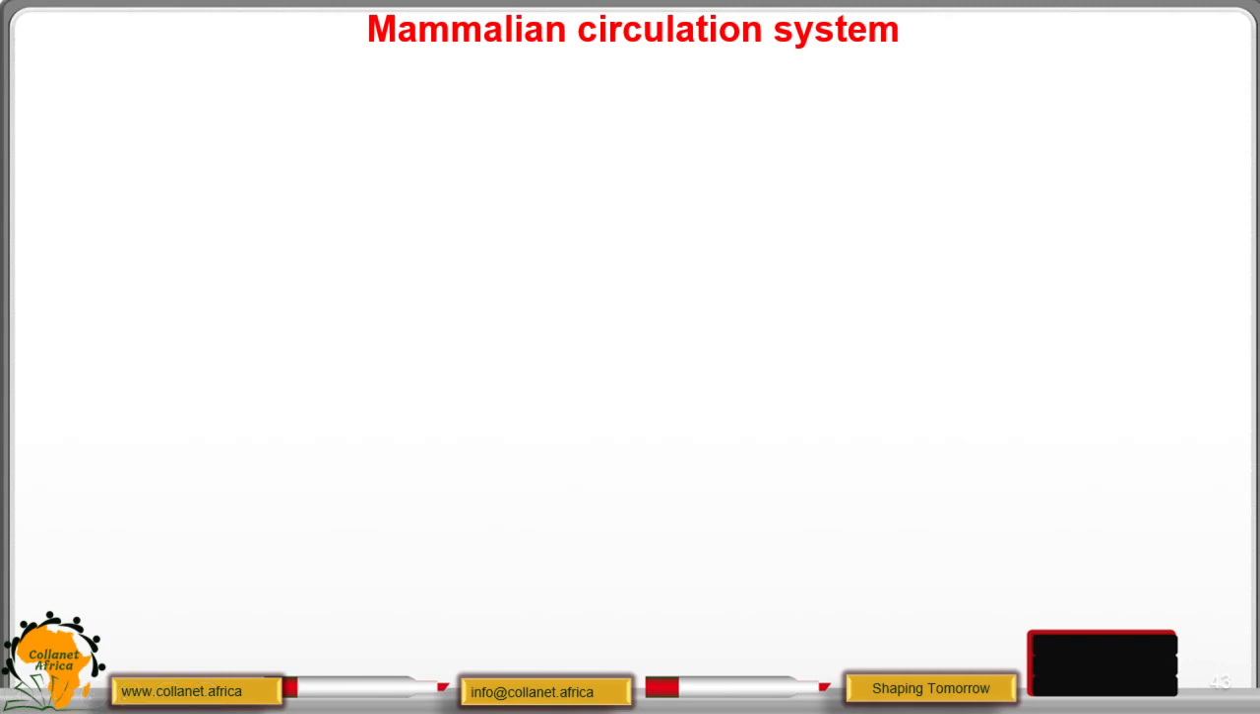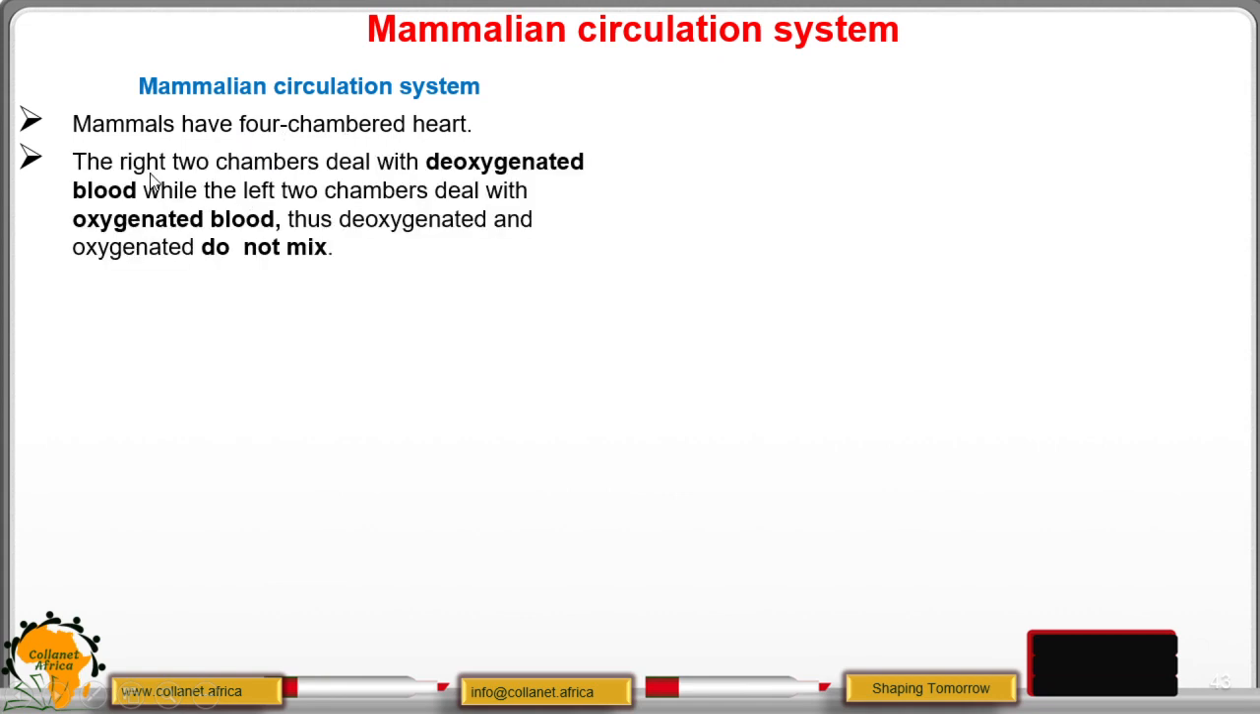Hello students. In this lesson we want to discuss the mammalian circulation system. Mammals have 4-chambered hearts. The right 2 chambers deal with deoxygenated blood, while the left 2 chambers deal with oxygenated blood. Therefore, deoxygenated and oxygenated blood do not mix.